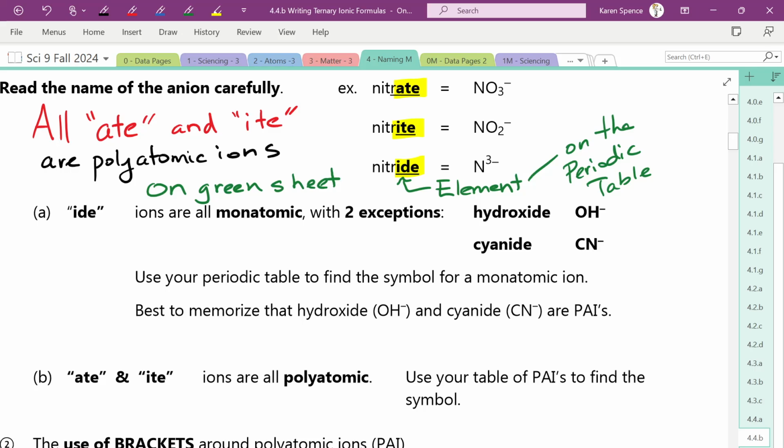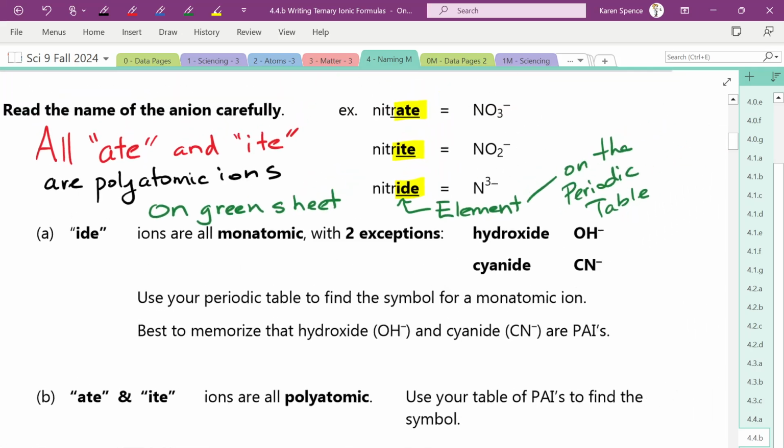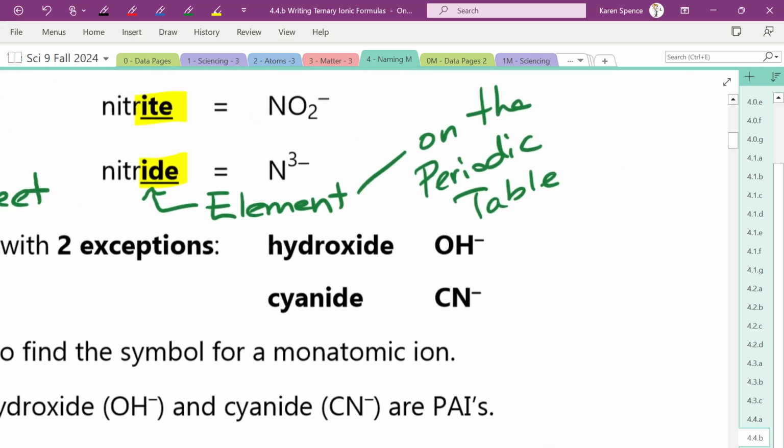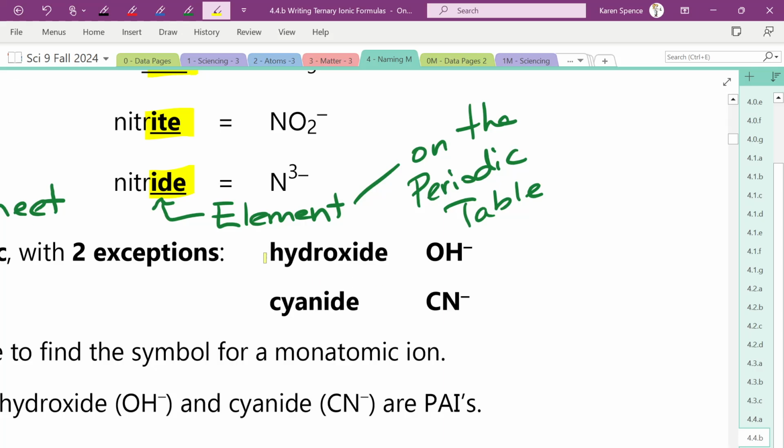There are 2 ides, though, that are on your green sheet. Those 2 ides are hydroxide, which is OH minus, and cyanide, which is CN minus. So if you go looking for hydroxide on your periodic table, you won't find it. If you go looking for cyanide on your periodic table, you won't find it.